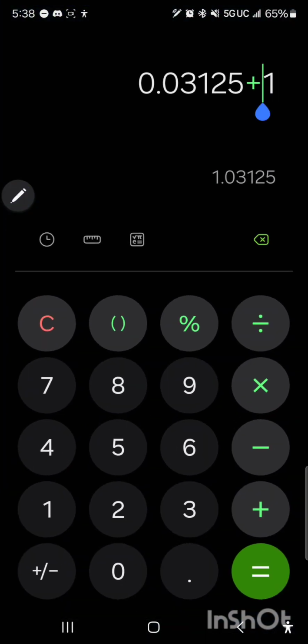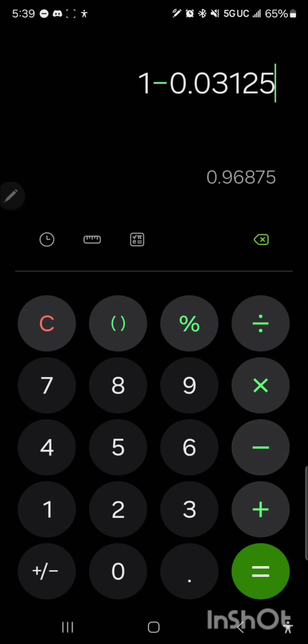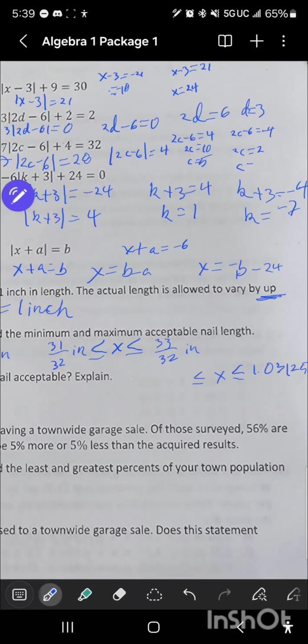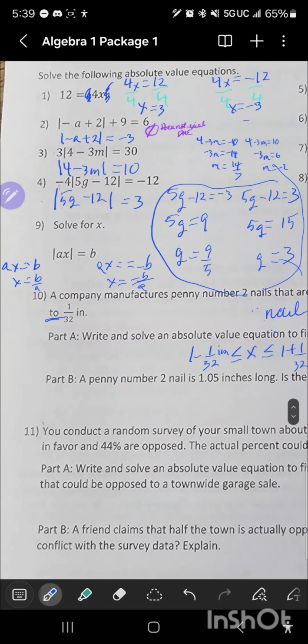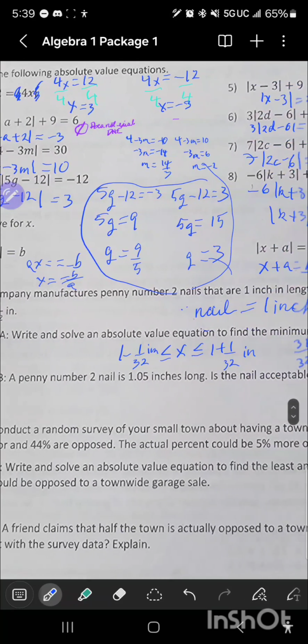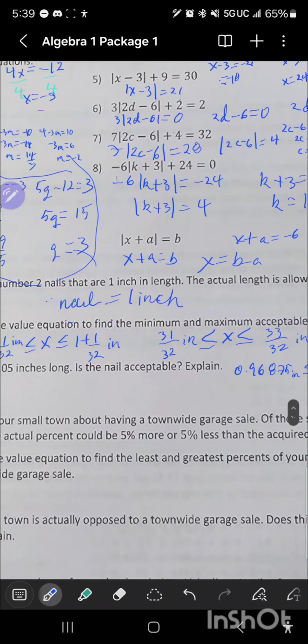Now I need 1 minus 1 over 32, which is going to be 0.96875 inches. Now, part B says a penny number 2 nail is 1.05 inches long.